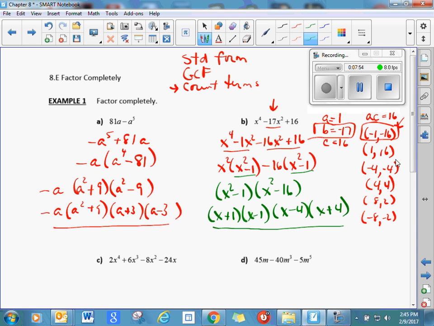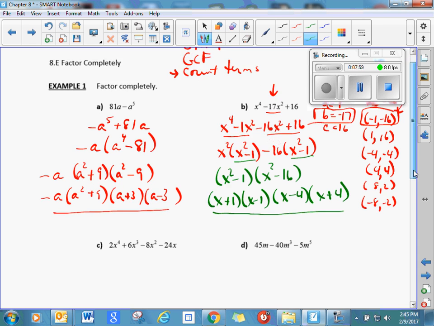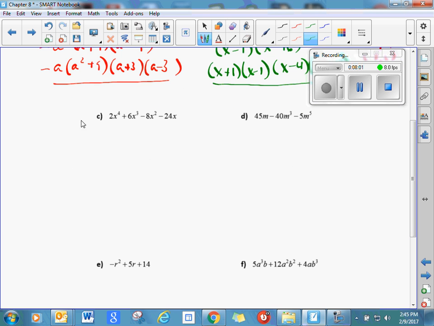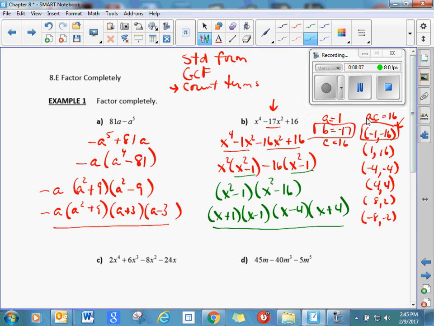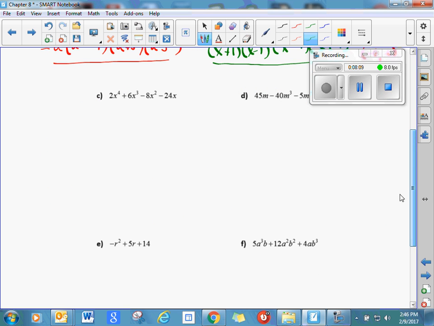Let's just do one more here, and then maybe I can just do one more video, and we'll be done with this section. So again, I'm going back up. I'm asking myself these 3 questions: standard form, GCF, count the terms. Standard form, 4, 3, 2, 1, looking pretty good. GCF, well, these are all even numbers, so I know I can pull out a 2 at least, and they all have an x to the first power.